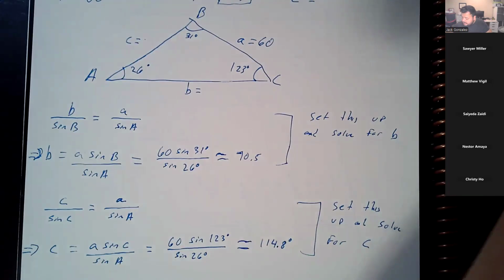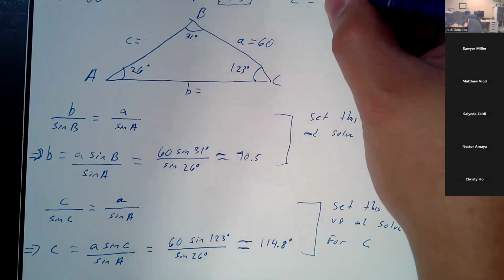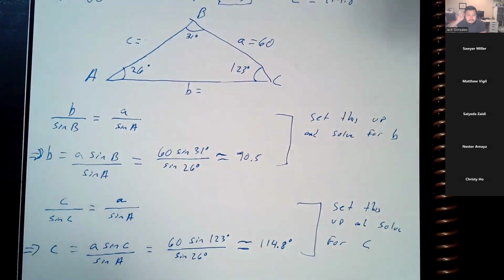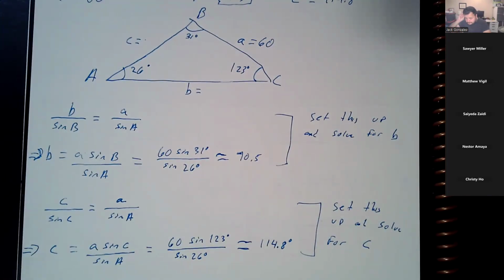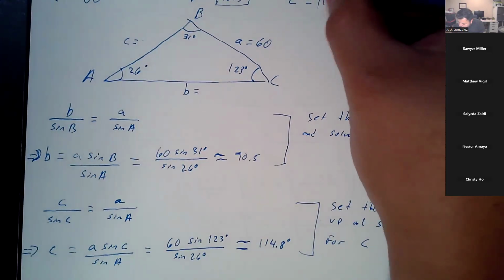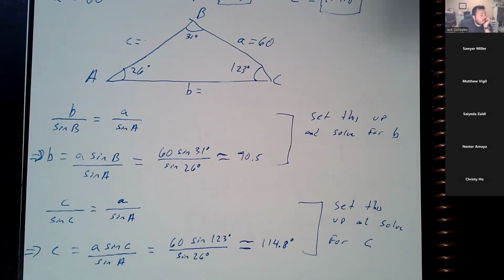Okay, so we've used law of sines to find all the sides. And the angle is pretty straightforward. Let's look at their solution, see what they did. I think seeing it again or in a different way might be helpful.